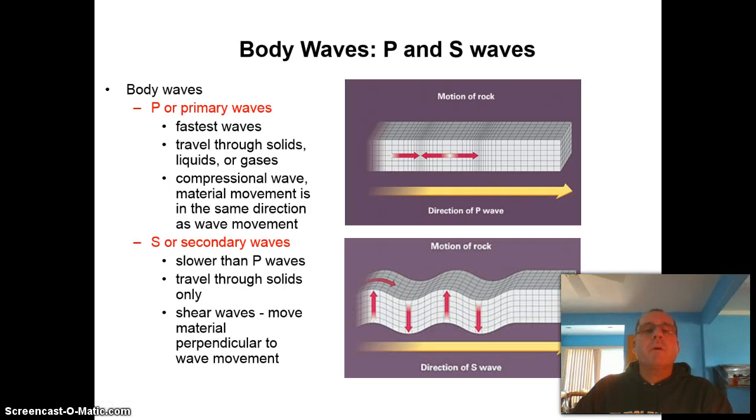So P waves are fastest. They travel through solids, liquids, and gases. It's also called a compression wave. The material movement is in the same direction as the wave movement. Secondary waves are slower than P waves, and we saw that on our seismogram. They travel through solids only, and shear waves move material perpendicular to wave movement.